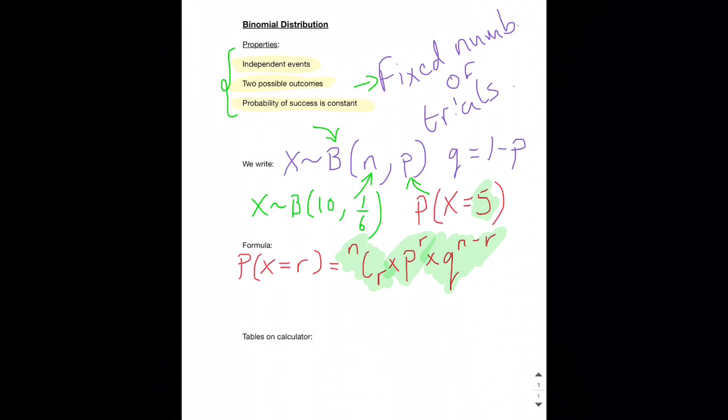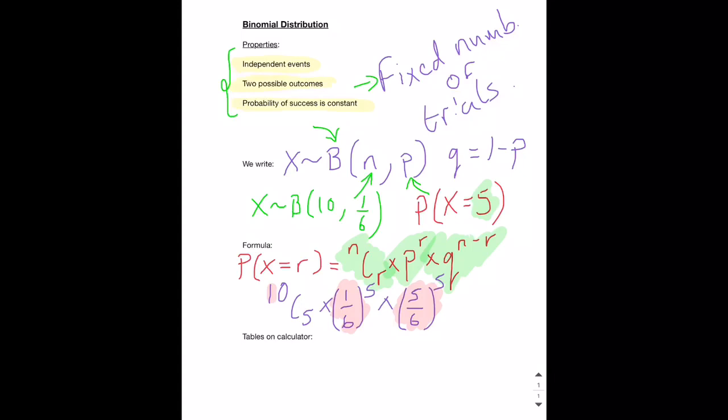So if I wanted to know the probability that X is 5, then I would have 10, because that's the number of times I roll the dice, choose 5, times 1/6 to the power of 5, times 5/6. For the rest of my rolls, there'll be 5 left there, because I want to succeed 5 times. I want to get a 6 5 times, and then for the other 5 times, well, I don't get a 6. And then calculate the answer there.